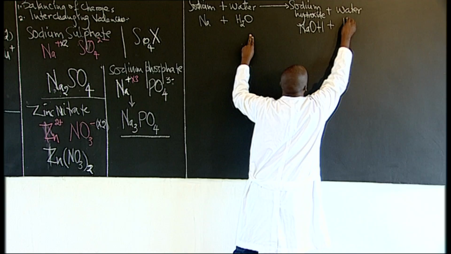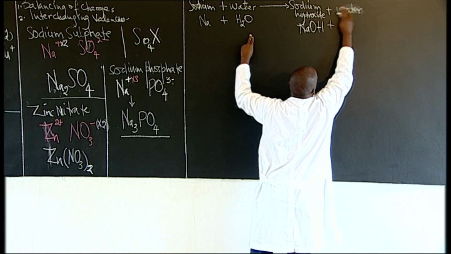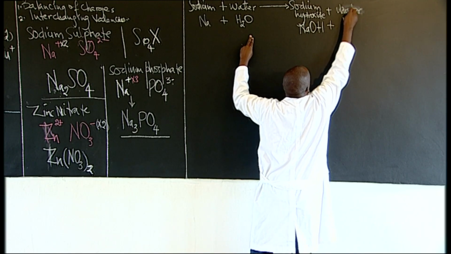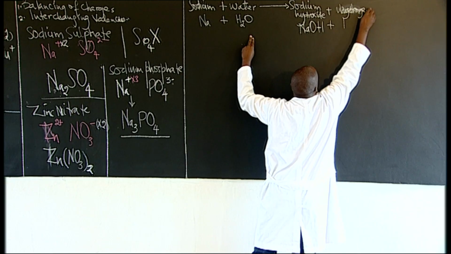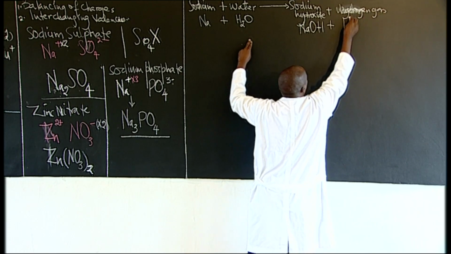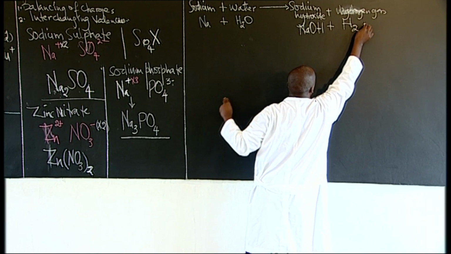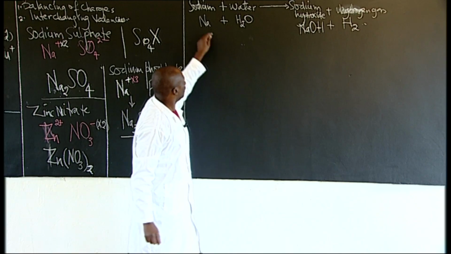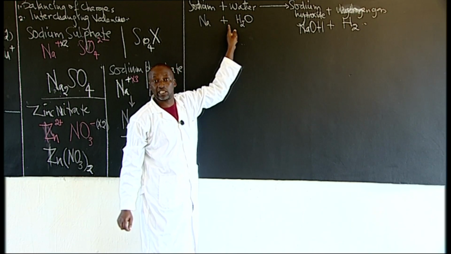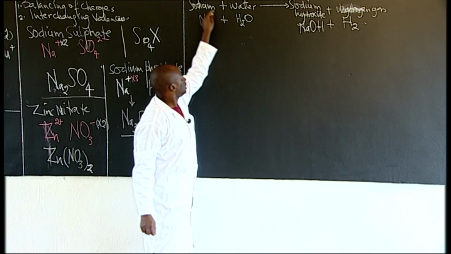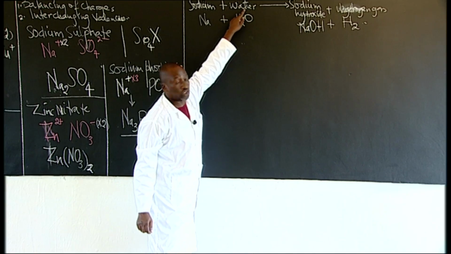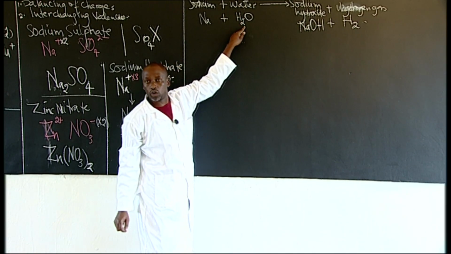Then plus, this was hydrogen. I beg your pardon, this is hydrogen gas. So this is the hydrogen gas formed. Now that will be, this is the formula and this is the symbol. This is the word equation. This is the chemical equation.